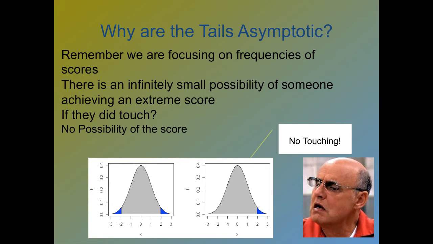Now, why are the tails asymptotic? Again, asymptotic means that they're not touching the x-axis. The reason is because there's always going to be a possibility that someone's going to get a very extreme score. If the tail was to touch the x-axis, that means there's no probability of anybody getting these extreme scores, which is not possible, right? There's always the probability of somebody getting an extreme score.